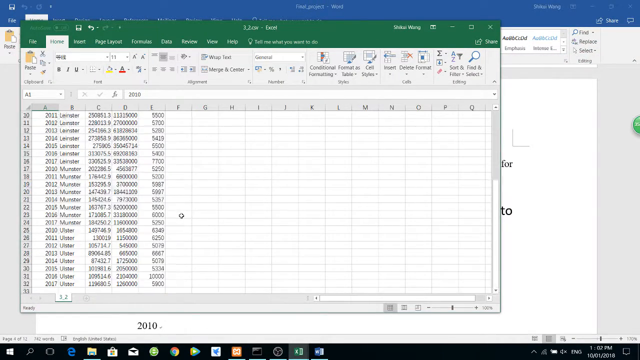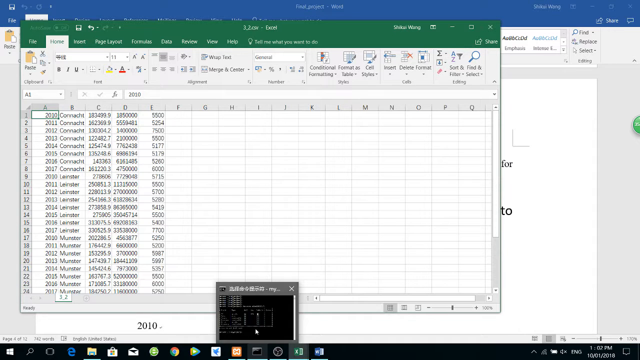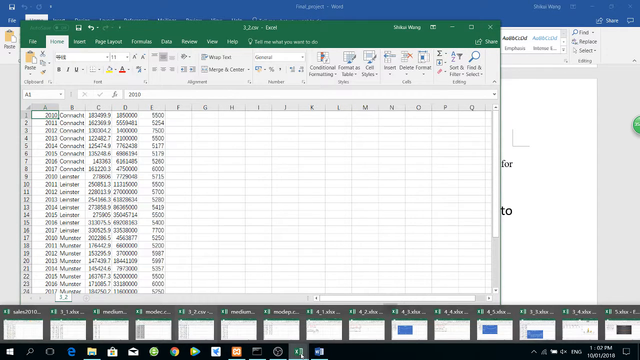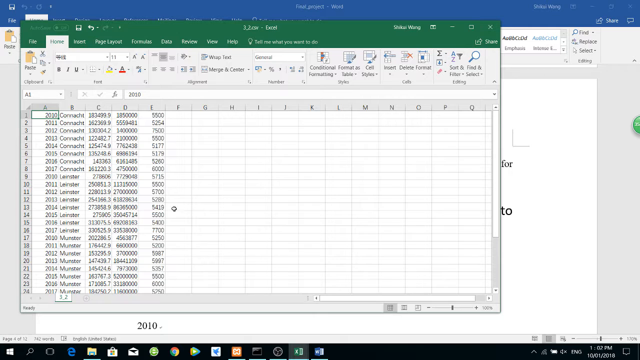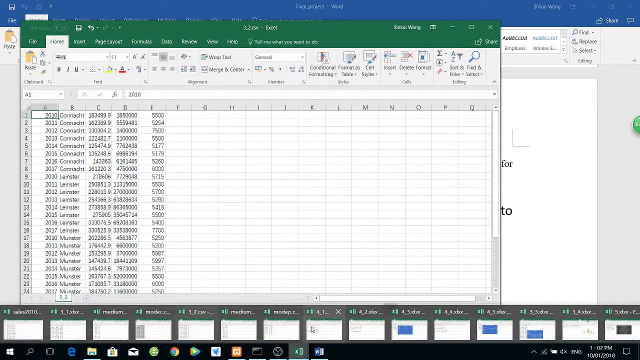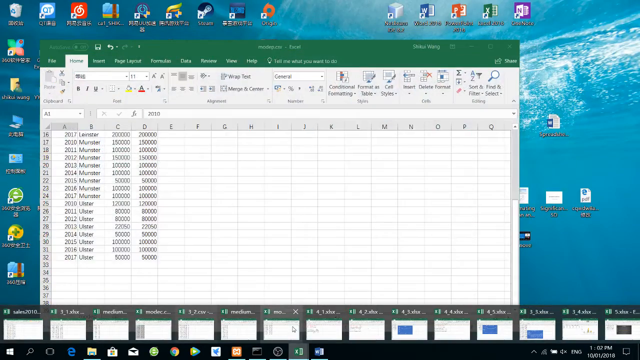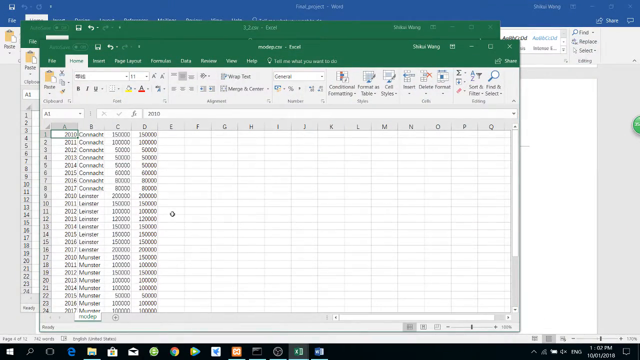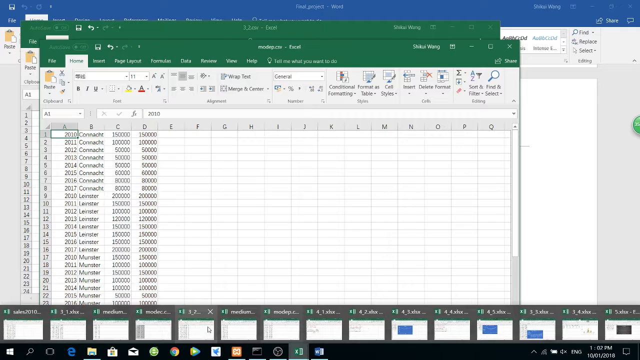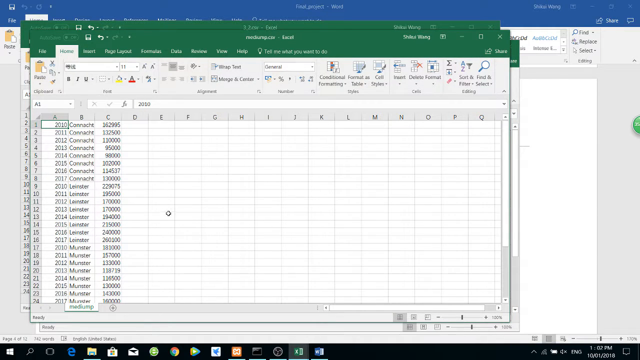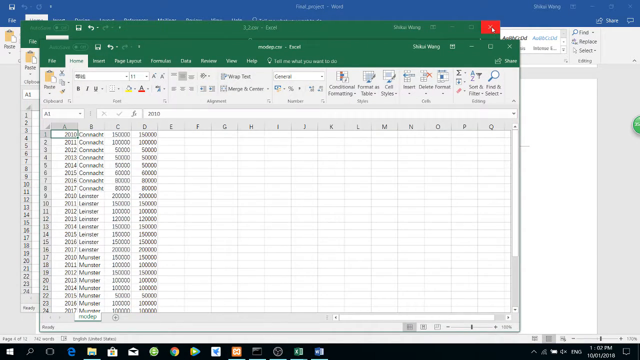So this is the average, minimum, max, and the standard deviation, and this is for the mode, and this is for the median.